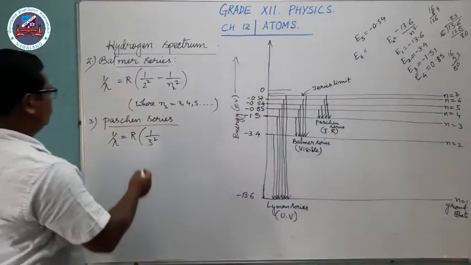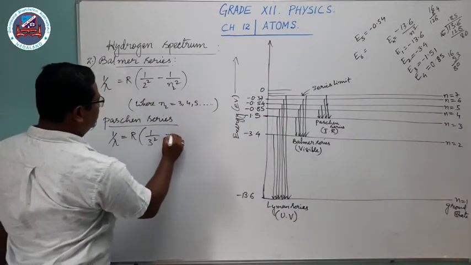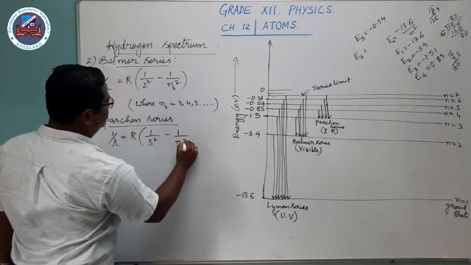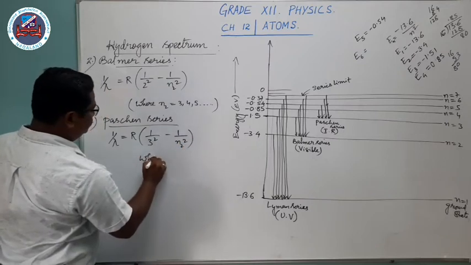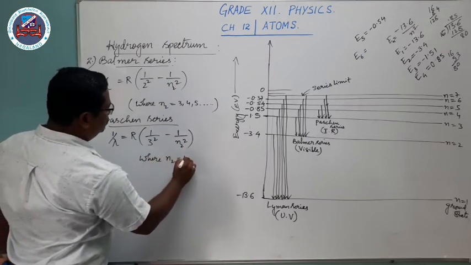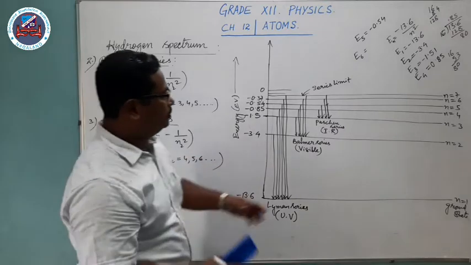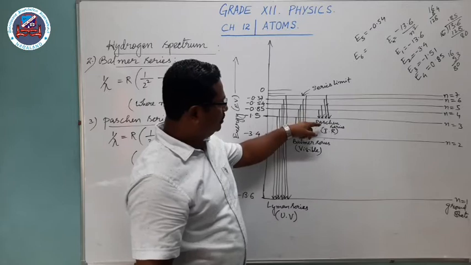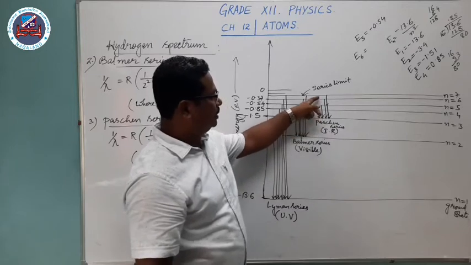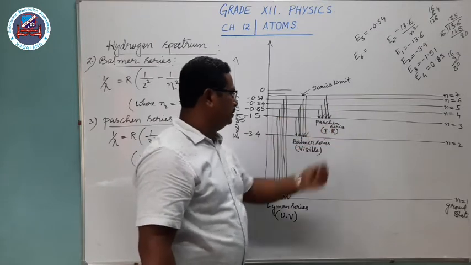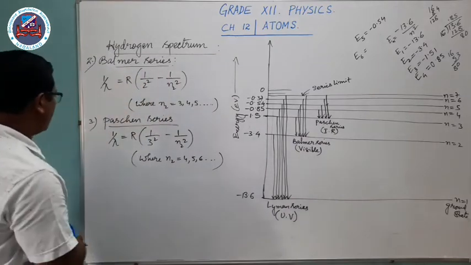Their formula for wave number will go like this: 1 by 3 square minus 1 by n2 square. Here n2 will take values 4, 5, 6 and so on, jumping from n equal to 4 to n equal to 3, n equal to 5 to n equal to 3, like that. You get the series known as the Paschen series.